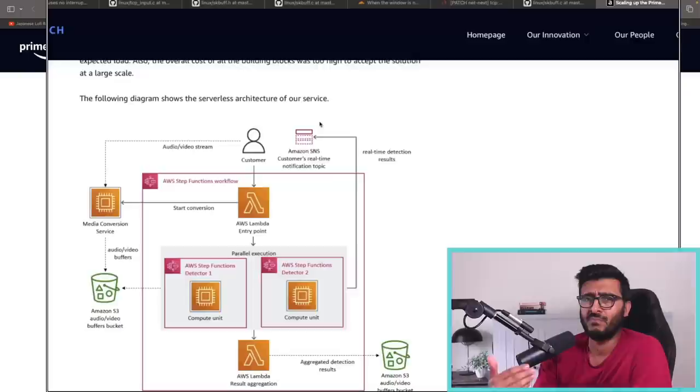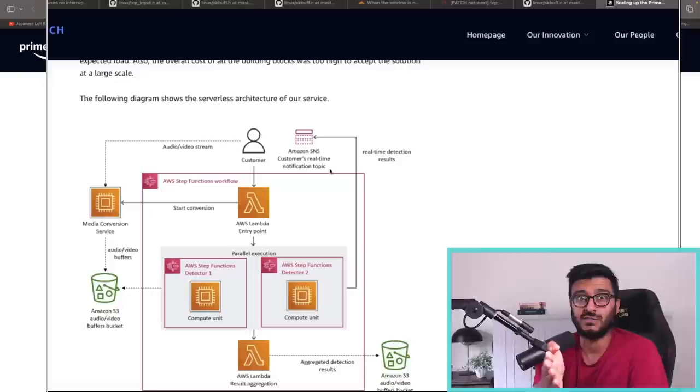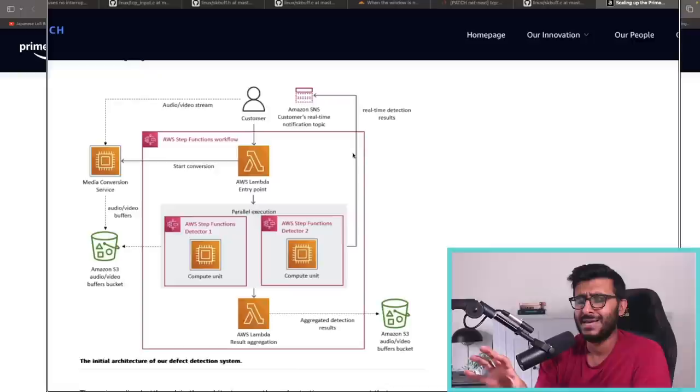So I don't understand why it's called Amazon. It's customer's real-time notification topic. I don't care if your frame froze, right? I saw it freezing. I know it's freezing. So why would you tell me? I don't know. The whole thing is just, I don't know. There's so much missing. And maybe I'm missing one component that will make everything make sense. But part of this doesn't.